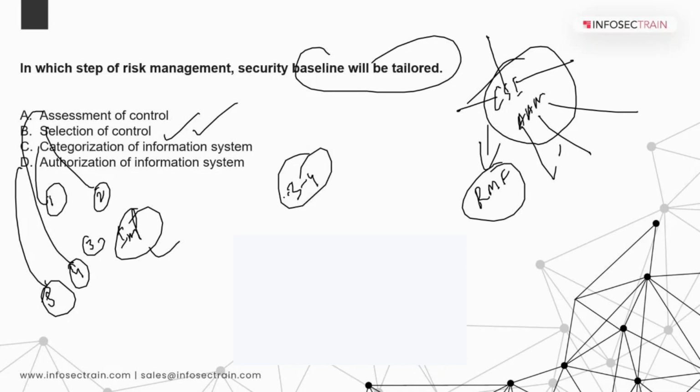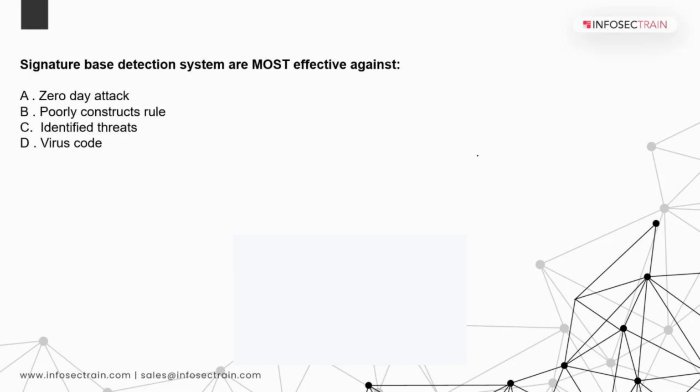3 to 4. Okay, now next. So here we are talking about signature based detection. You know that mainly in CISSP, the important topic is your IDS. Okay, IDS, IPS, you know that. So intrusion detection system is mainly covered in CISSP.